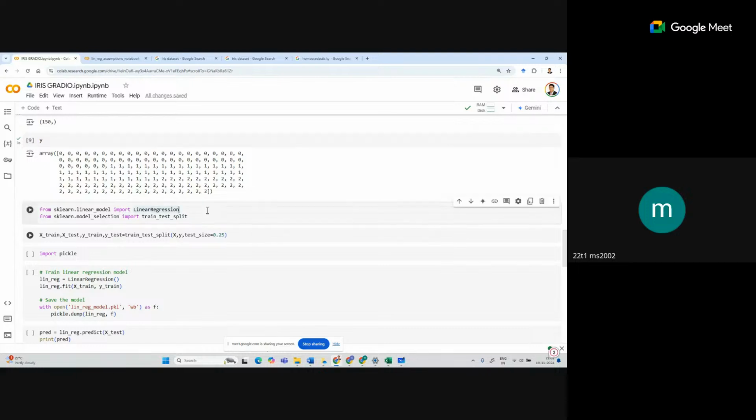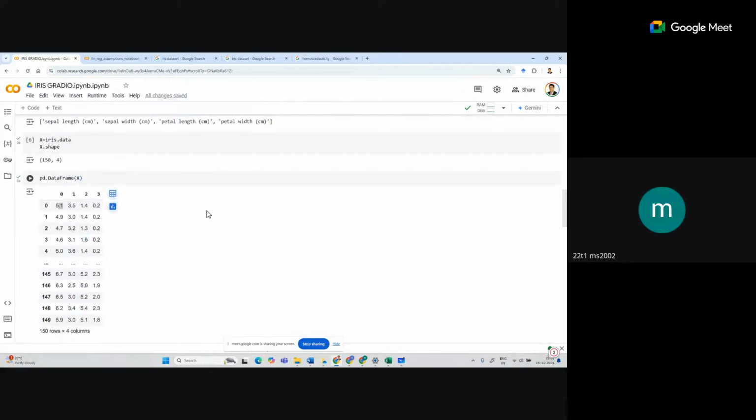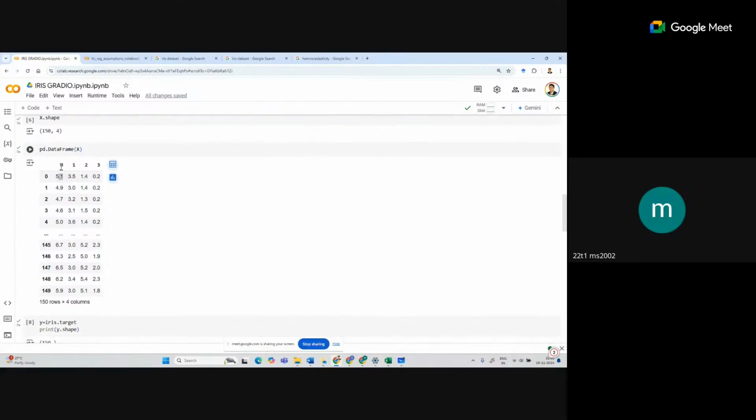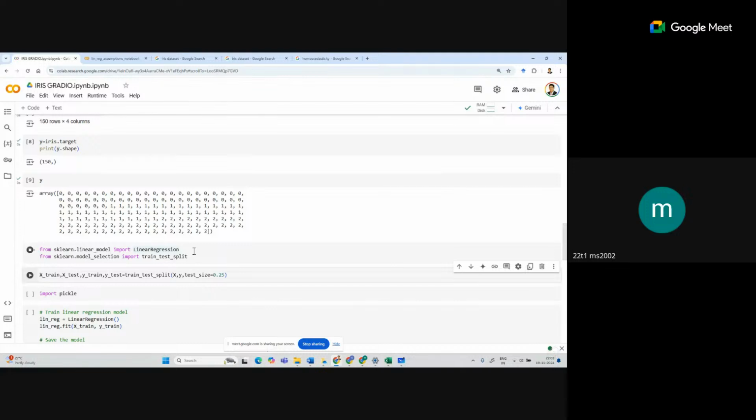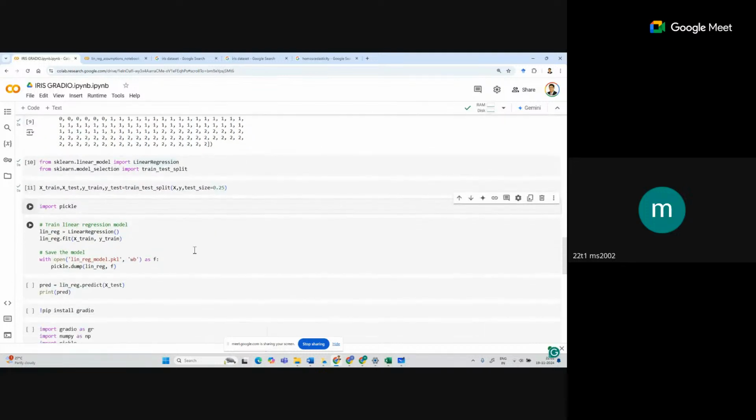You have your X with 150 rows: X1, X2, X3, X4 are sepal length, sepal width, petal length, petal width, and this is your target variable. We are going to treat this as a regression problem and then do the train test split. Have you heard of this term called pickle? What does it do? It saves files. Model files. Very well said.